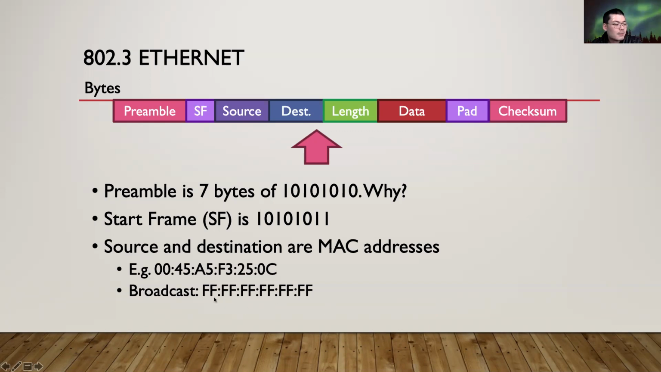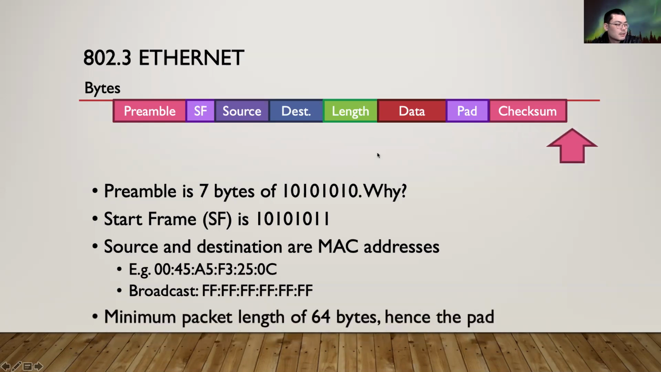If the destination address is this, then no matter what, I need to receive the frame, because this is a broadcast address, which means I'm sending to everyone in the same subnet. So everyone should get it. We also have other fields. We then say how many bytes we have, and these are the bytes of the payload, the data. Then we will have padding. And finally, we need a checksum just to make sure these data bits are correct.